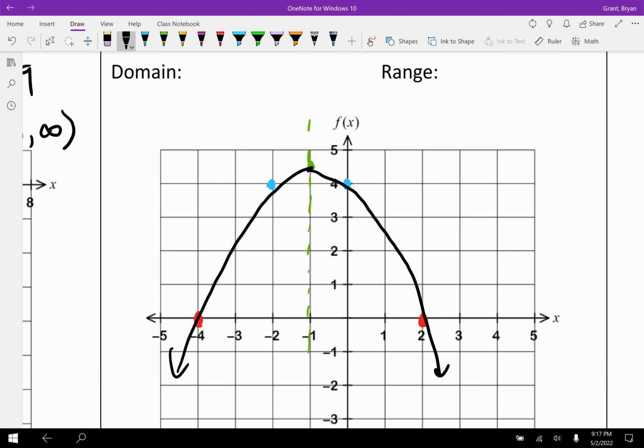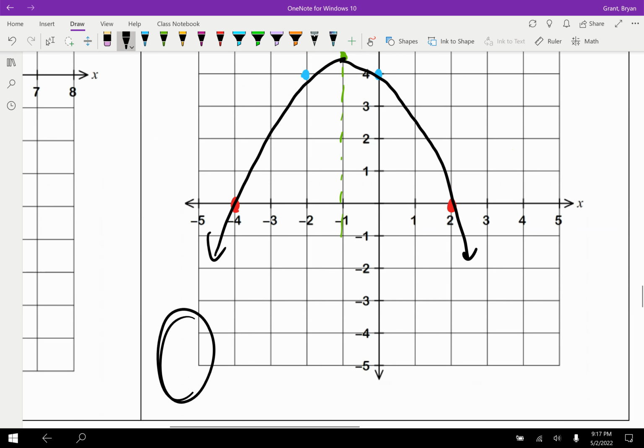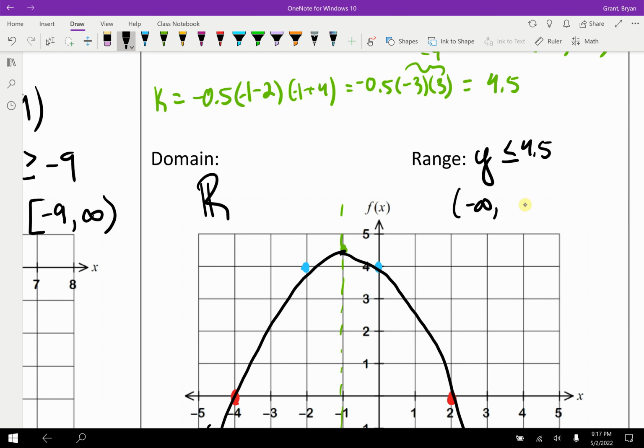Last but not least, domain and range. Domain, not a shocker, all real numbers. Range, the highest my graph gets is this point up here, 4.5. So the y's are going to be less than 4.5, also equal. There's a closed circle. We could also say that our graph starts infinitely low down here, and we go from negative infinity all the way up to 4.5.